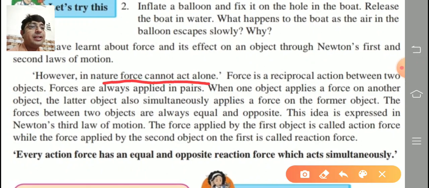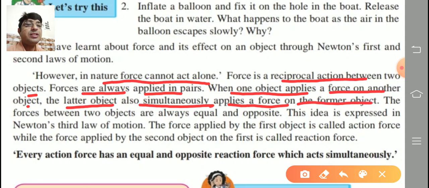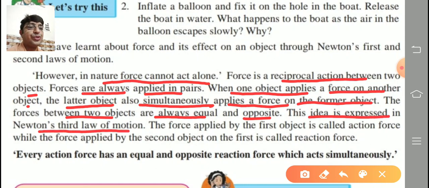force cannot act alone. Force is a reciprocal action between two objects. Forces are always applied in pairs. When one object applies a force on another object, the latter object also simultaneously, means at the same time, applies a force on the former object. The forces between the two objects are always equal and opposite. This idea is expressed in Newton's third law of motion.